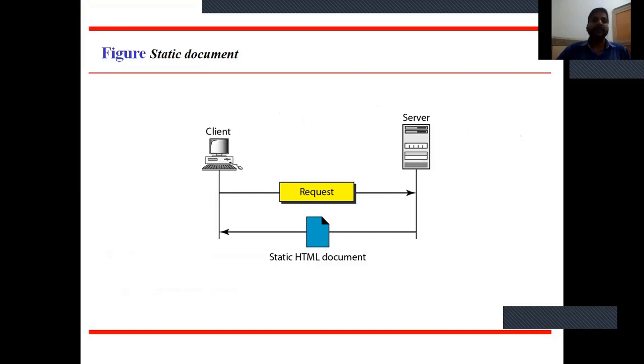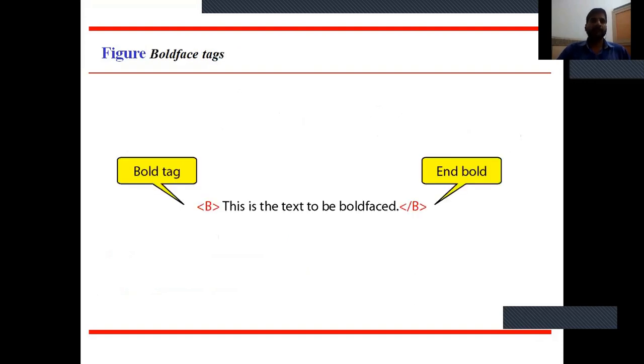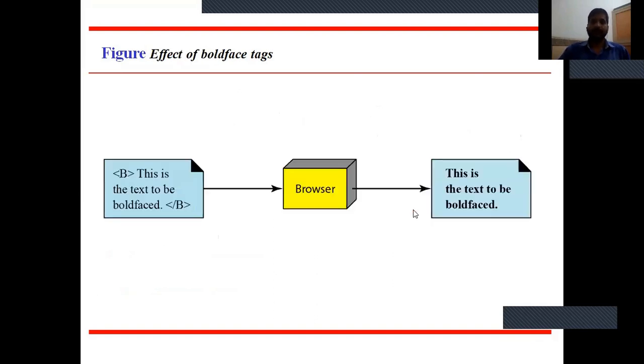A static document means the client requests from the server and the server provides a static HTML document to the client. This is the static document. For some static documents we use commands like this: this is the text to be bold faced, using the tag and ending with its closing tag. This is the effect of the bold faced text in the browser. HTML tags are used for static documents.